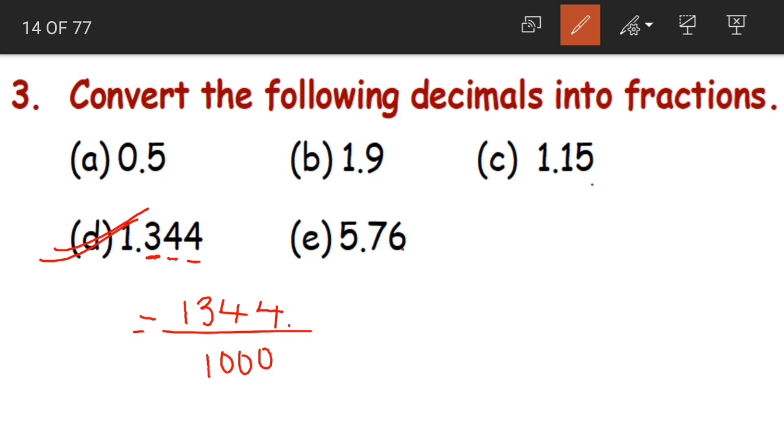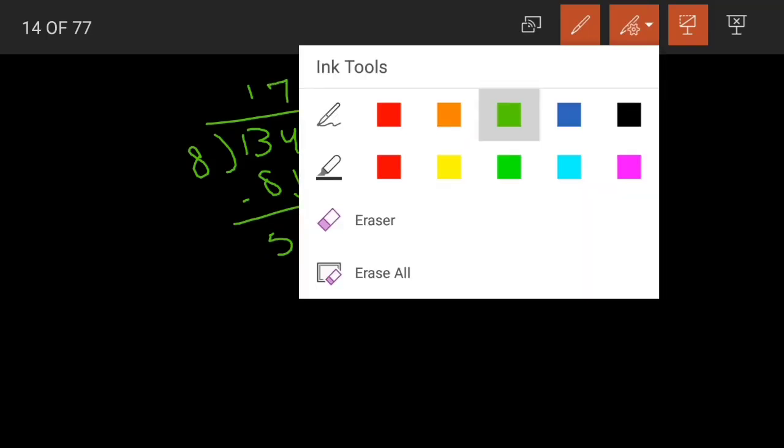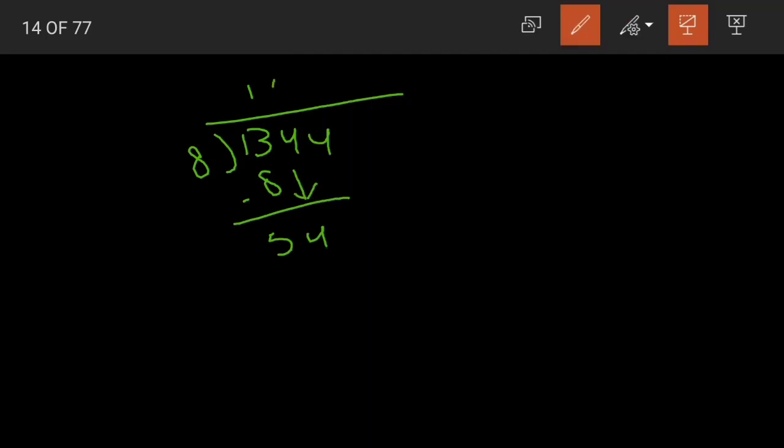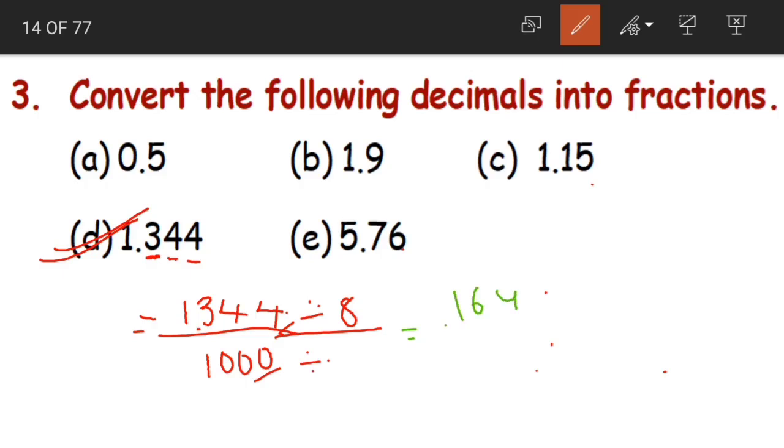If we observe both the given numbers, yes, both the numbers are divisible by 8, so we have to reduce them to their simplest forms. We have 8 ones are 8. When we subtract, 5 is remaining, 4 brought down. Then we have 8 6s are 48. When we subtract, how much is remaining children? 6. And then when 4 brought down, 8 8s are 64. When we subtract, 0 is our remainder. So what is the answer? 168 is our quotient for the numerator.